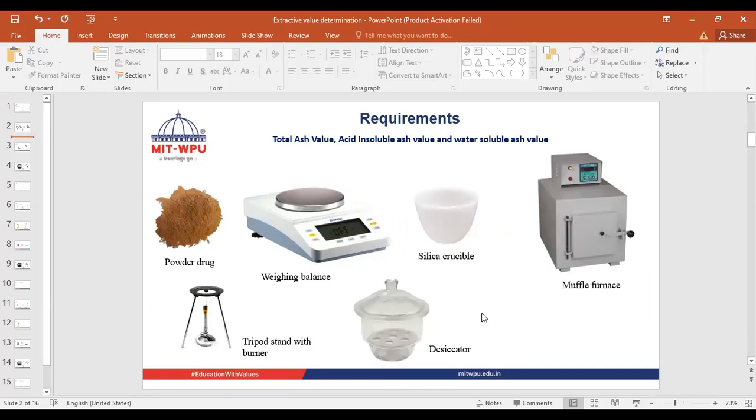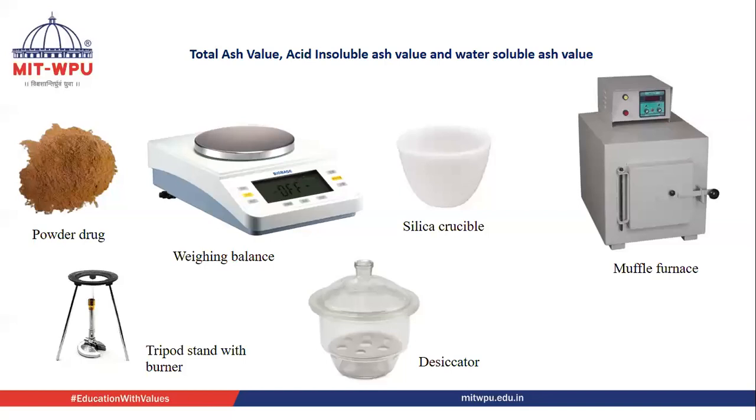Ash value is one of the evaluation parameter of the crude drug, and what we need for this practical, we need powder drug, we need weighing balance, we need silica crucible. For ignition or burning, we need muffle furnace or tripod stand. Any one of these two we can use. If we do not have the muffle furnace, then we can use the tripod stand and desiccator for cooling.